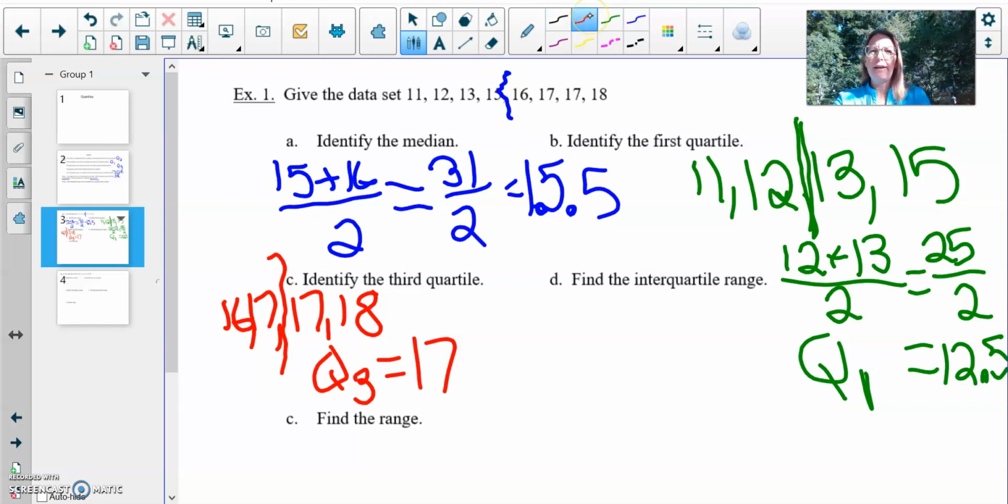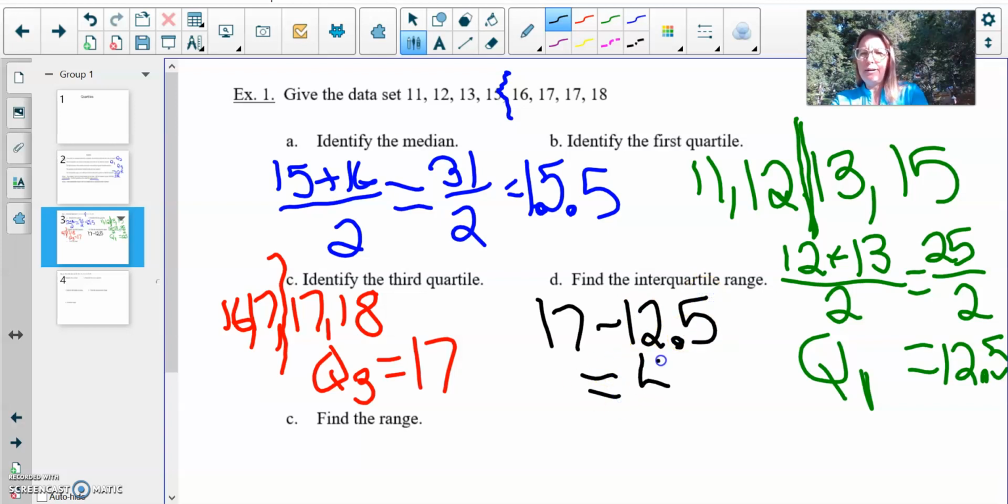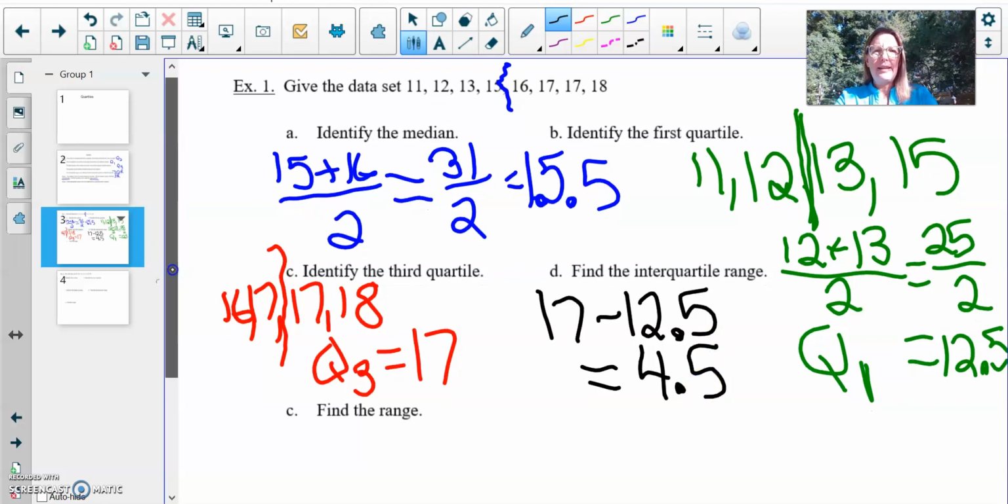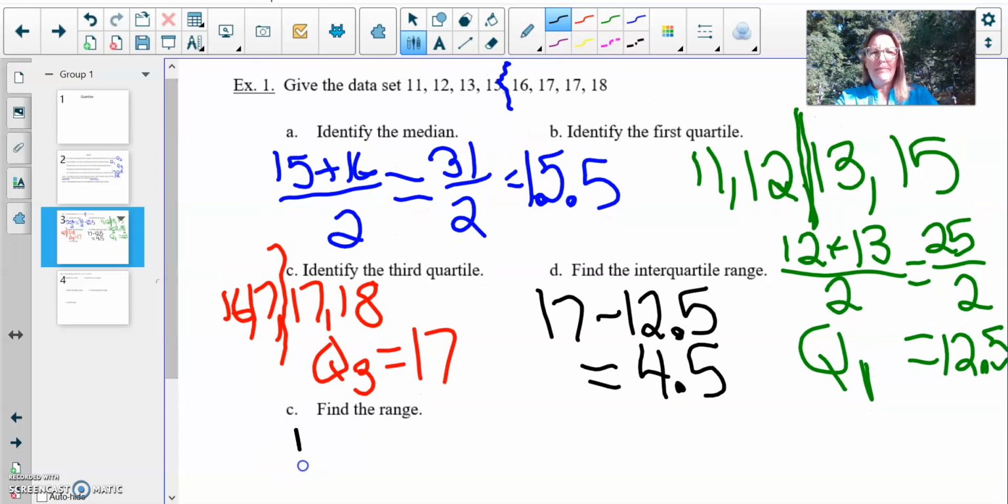Find the interquartile range. I take my third quartile, 17, and subtract my first quartile, 12 and a half. That gives me 4 and a half. That's my interquartile range. For the overall range of the entire data set, I take the maximum, 18, minus the minimum, which is 11, and 18 minus 11 gives me an overall range of 7.